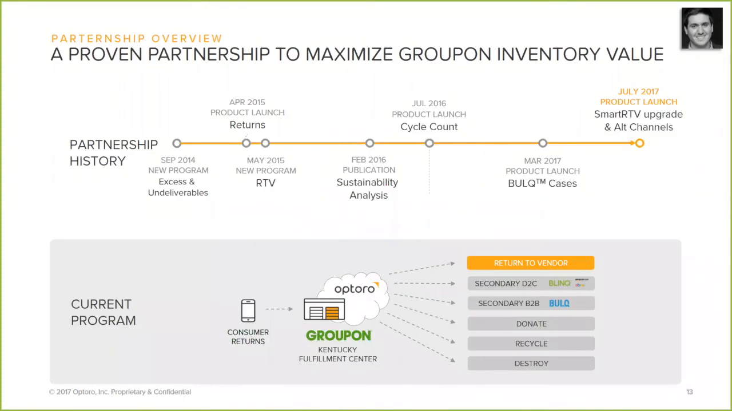So a quick walkthrough of our timeline of the relationship with Optoro. We started working with the company in late 2014 with some of our excess inventory and undeliverables. We started processing some of our customer returns in April of 2015 and then launched the RTV program shortly after that. Couple new launches since then as we've scaled up the program. And here we are today.